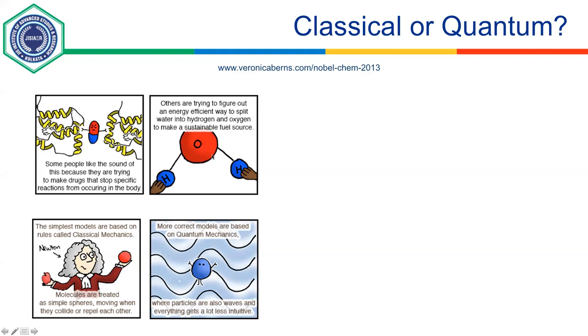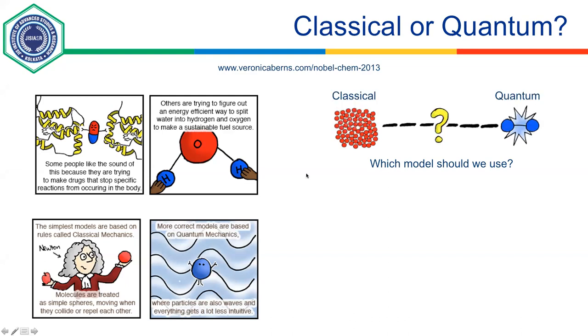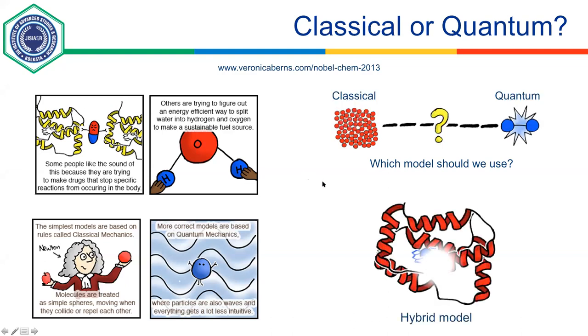On the other hand, quantum models cover bond breaking and making aspects, but take forever to run for a not-so-big molecule. Then which model should we consider? Our three Nobel Prize winner professors proposed a hybrid model. This model treats most of the molecule as classical, but treats the piece of the molecule involving chemical reaction as quantum. Excellent, isn't it?